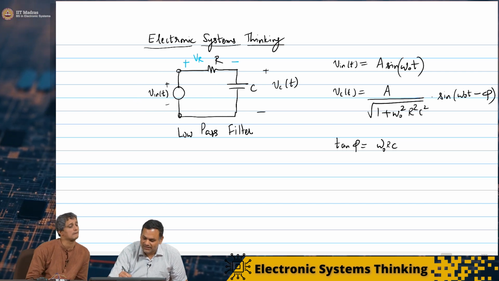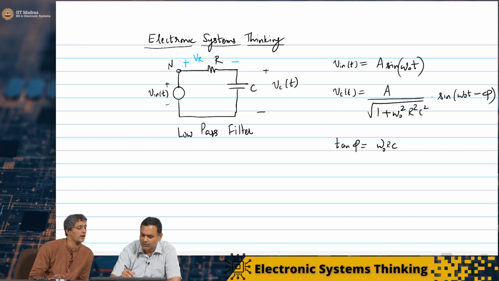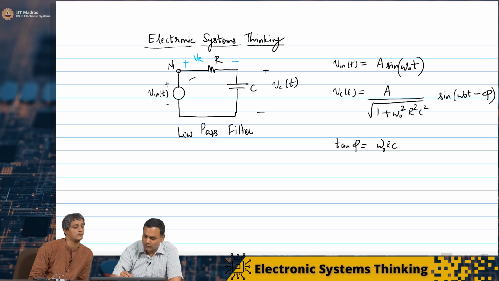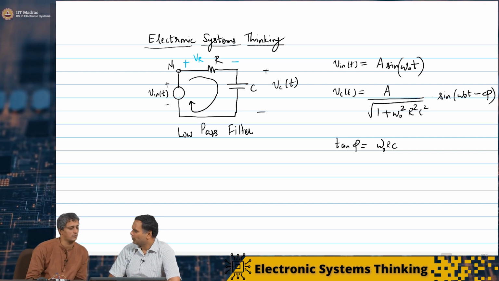Maybe let's start from the basics then. I'm going to start from this node, let me call it N1, and go around the loop clockwise and come back to N1. The potential difference has to be 0.